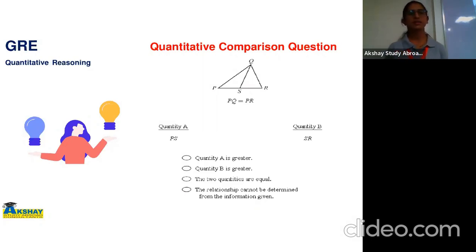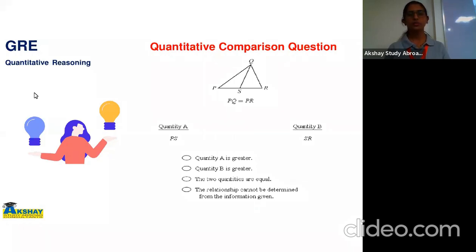You can see one triangle, triangle PQR, and there is one point S which lies on side PR. Some information is also given below that triangle. What is that? PQ is equal to PR. It is given there. And now 2 different quantities are given in 2 columns. Quantity A is PS, quantity B is SR.